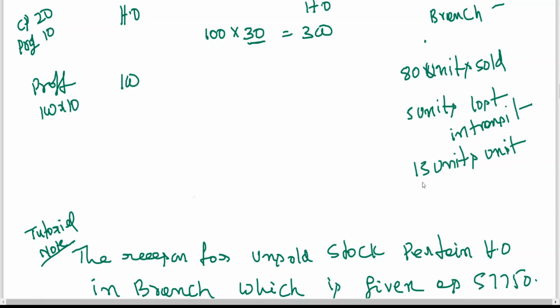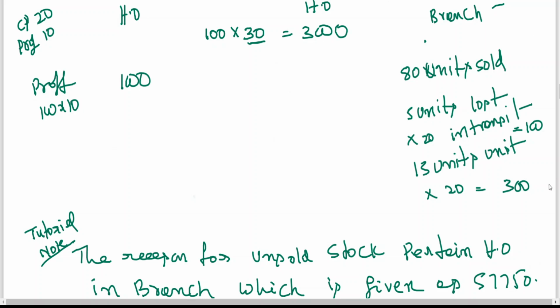So now suppose 15 units unsold, into what is the cost price? 20. Right? 15 into 20, how much? Come on, 15 into 20. It is coming to 300. Now the problem is, 300 is the value of the units that have been unsold, but actually units lost in transit also, 5 units into 20, is 100. Come on, tell me.